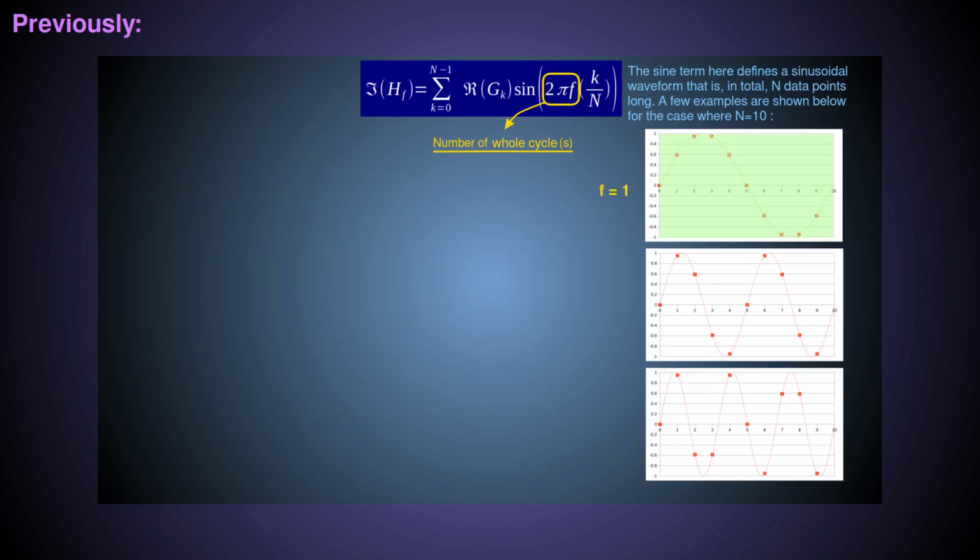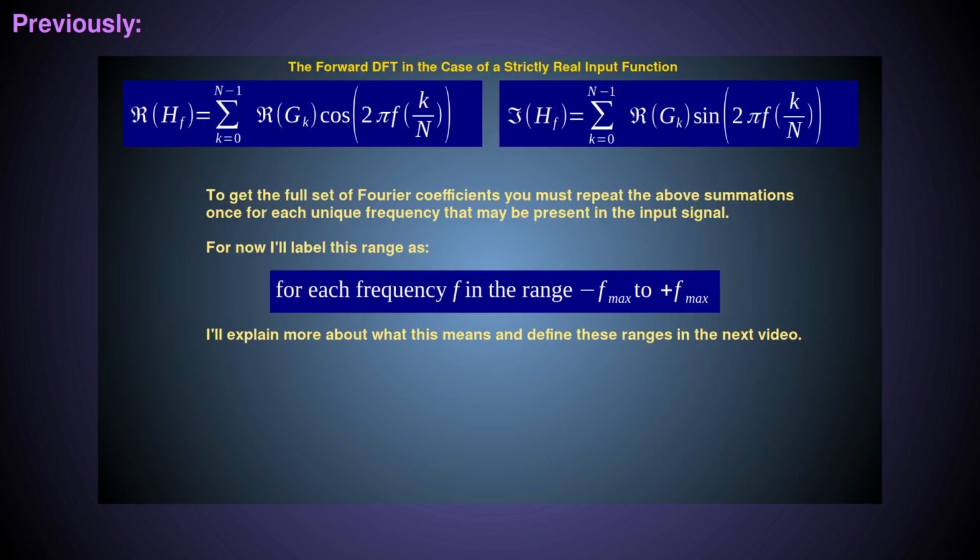length, and that can contain a variable number of wave cycles in that total length. In so doing, I mentioned that the frequency f dictates the number of whole cycles in any such sinusoid. In this video, I'll go into more detail about this frequency variable f.